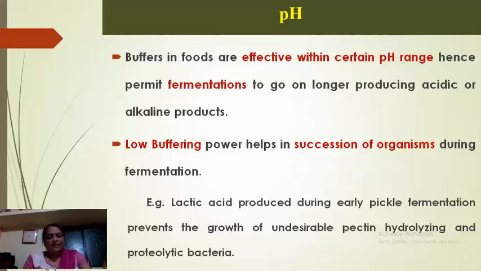For example, when we are making pickles, initially lactic acid bacteria grow in the pickles and they produce lactic acid. Because of lactic acid production, the pH becomes acidic. And because of this acidic pH of the pickles, pectin hydrolyzing bacteria or proteolytic bacteria are not allowed to grow. Their growth is prevented. So this is called succession of organisms. Lactic acid is produced during early pickle fermentation and this prevents the growth of undesirable pectin hydrolyzing and proteolytic bacteria.